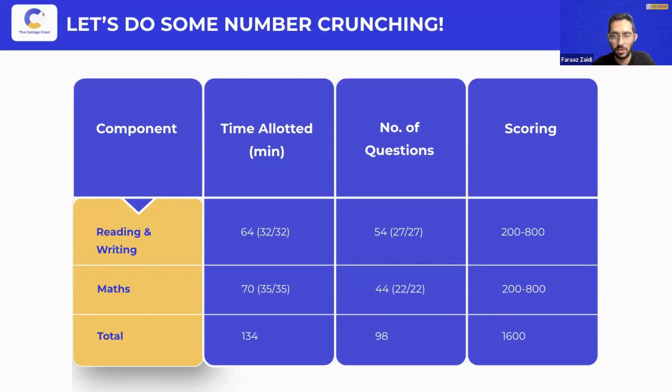Let's do the split across the two sections. You have 64 minutes for 54 questions of reading and writing. That is approximately 1.2 minutes or 72 seconds per question. From the math perspective, you have 44 questions and 70 minutes. That gives you 1.6 minutes or 96 seconds per question. So reading and writing is 72 seconds per question, and math is 96 seconds.